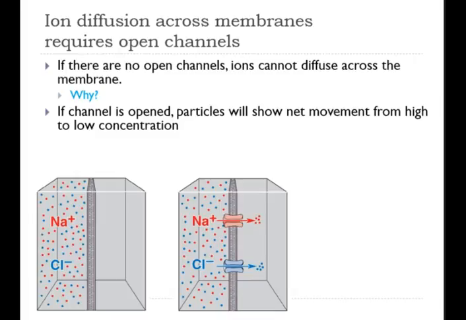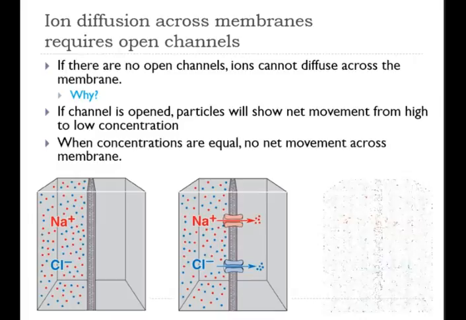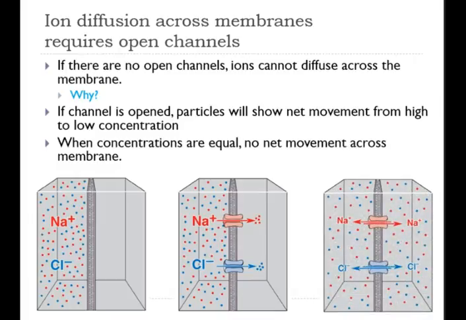If, however, we open some channels, in this case we've opened a sodium channel and a chloride channel, now the ions can move from the left side over to the right side by going through their particular channel. Okay? And they're going to tend to move in a directional fashion, where we'll have net movement by diffusion from high concentration to low concentration. And that would continue until such time that we got equal concentrations on both sides. And at that point, there's no net movement across the membrane anymore.